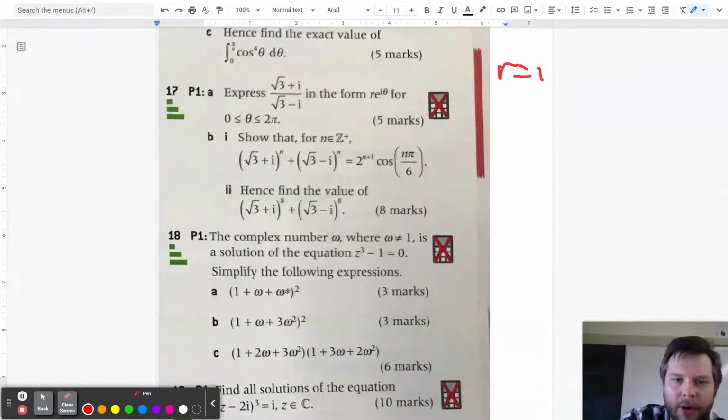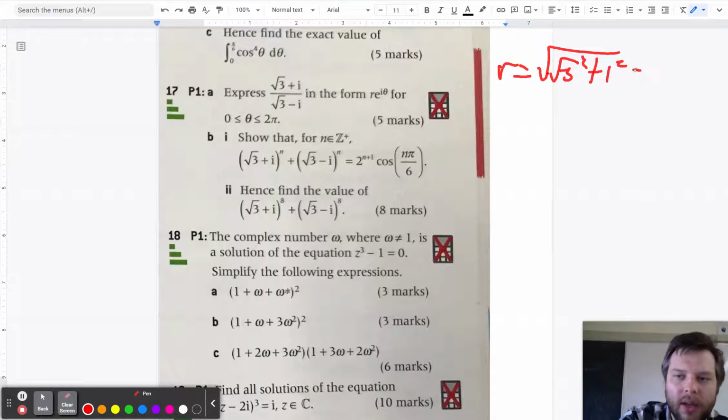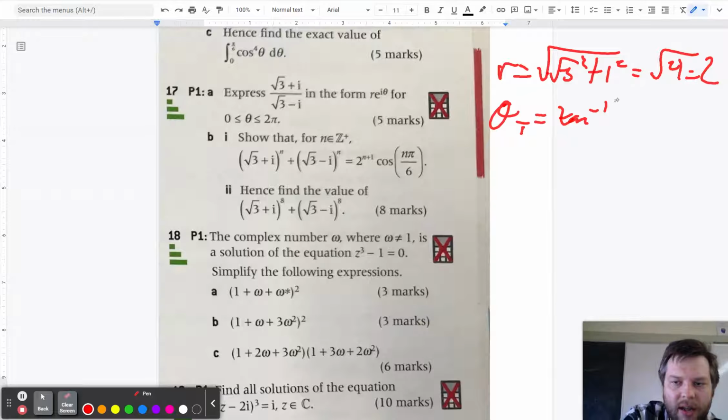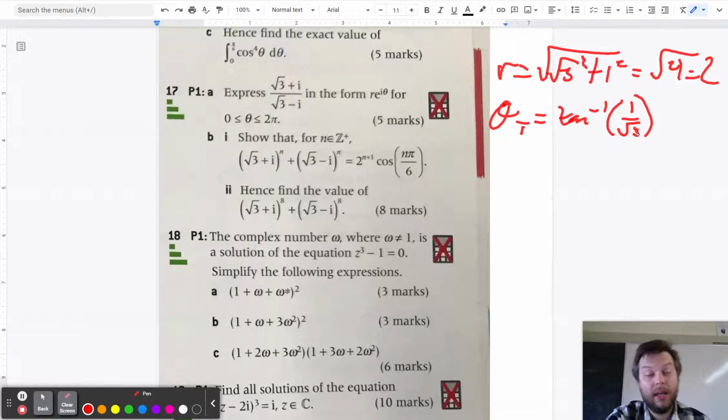The r for both of them is going to be the square root of 3 squared plus 1 squared, which pops out to be 4, 3 plus 1. And so both of them have an r of 2, the numerator and the denominator, I should say. And the theta for the top, I'll call that theta t, is going to be the arctangent of the y value divided by the x value. And it's in quadrant 1.